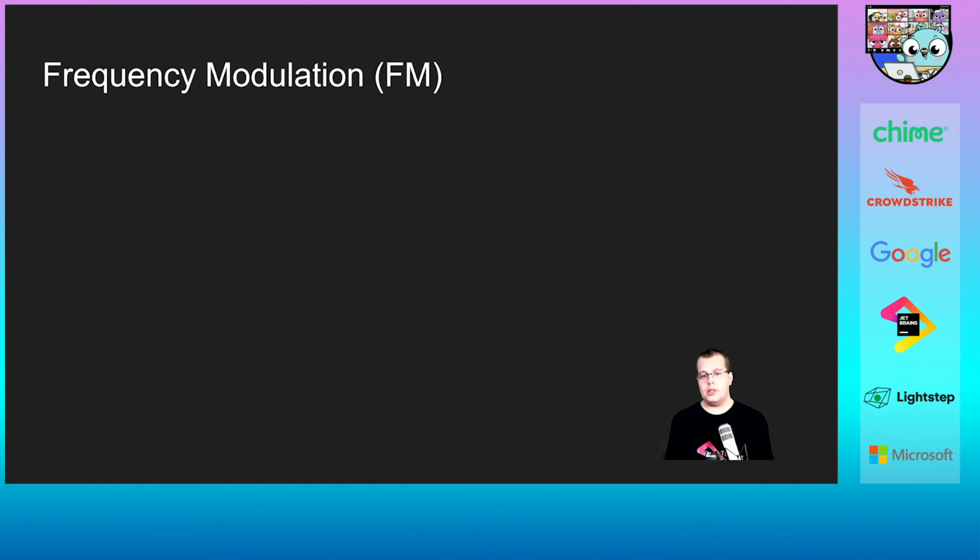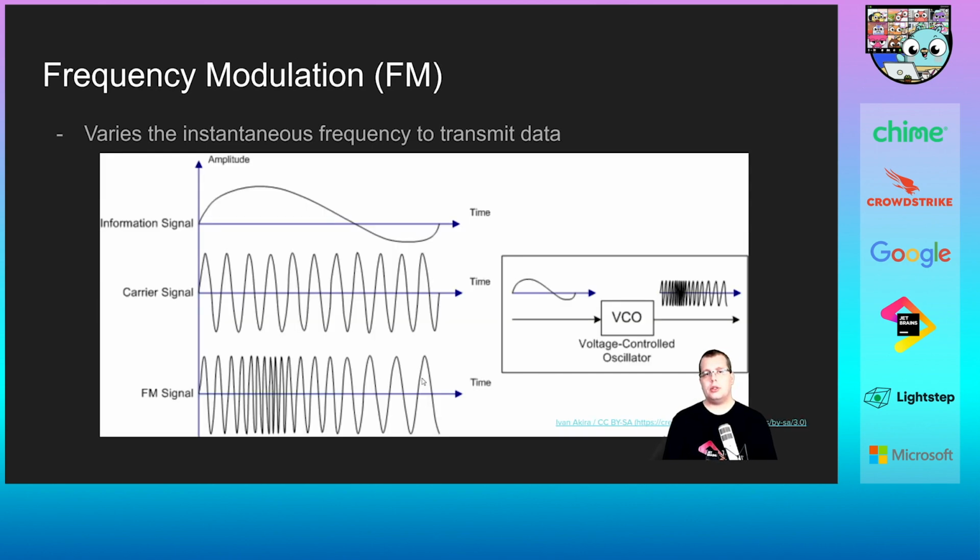Next, we have our frequency modulation way of transmitting data, and that happens by varying the instantaneous frequency of the carrier wave. How does this look? It is similar to what we've seen previously in terms of having an information signal and a carrier wave, but this time around, instead of varying the amplitude, we vary our frequency so that we can send more or less depending on what data we want to send and what shape it has.